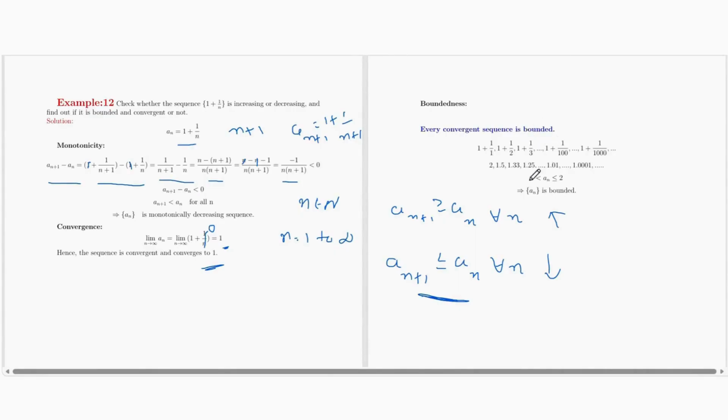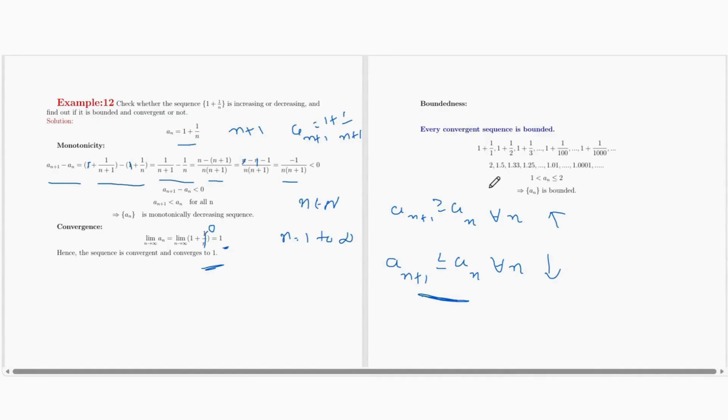For this purpose, put n equal to 1, 2, 3 in the nth term and get all the terms of the sequence. First put n equal to 1, so you get the first term 1 plus 1 upon n. Then put n equal to 2, so the second term is 1 plus 1 upon 2. And so on. The third term is 1 plus 1 upon 3. The 100th term is 1 plus 1 upon 100. This is the 1000th term and so on. Now find the values of these terms.